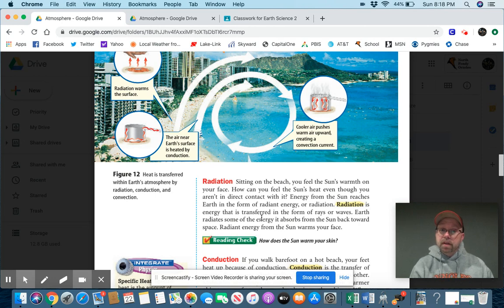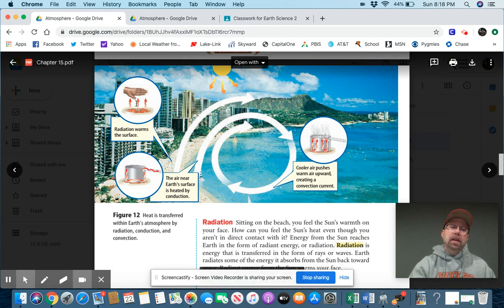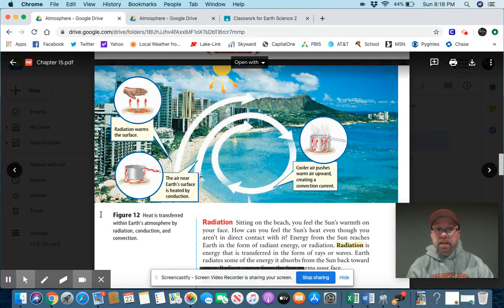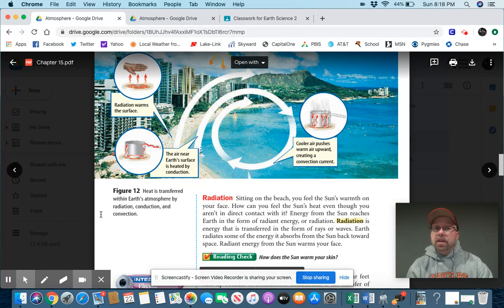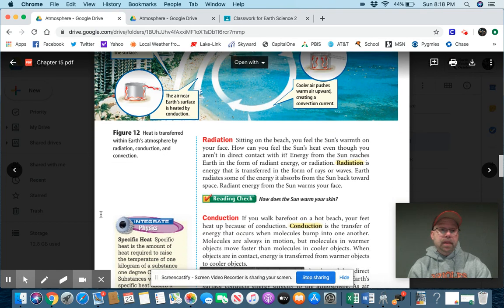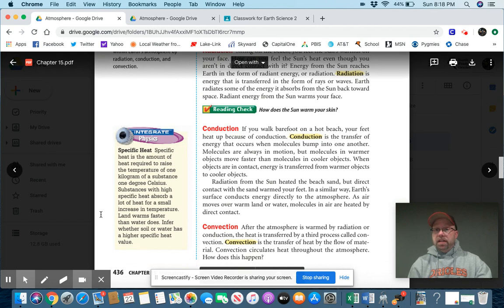All right. We have lots of other examples you can see up here in this picture. Radiation warms the surface of your hand if you hold it above a fire, above a candle, above a burner. Of course, I am not recommending that you do that. We're not trying to get hurt here, but that is an example of how heat is transferred through radiation, through rays and waves. The second type is conduction.